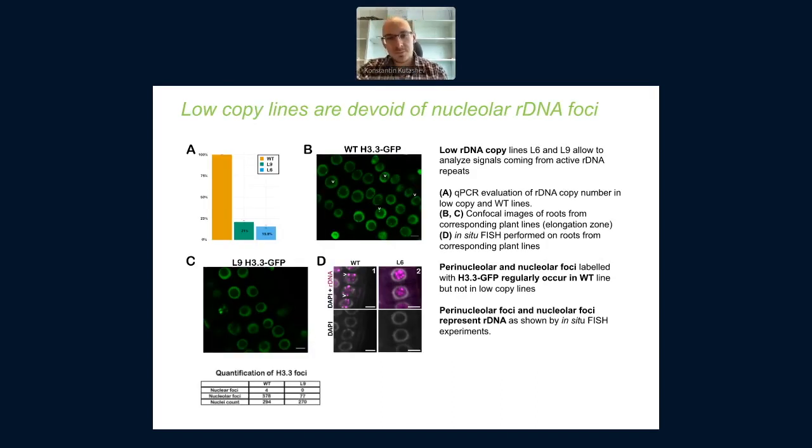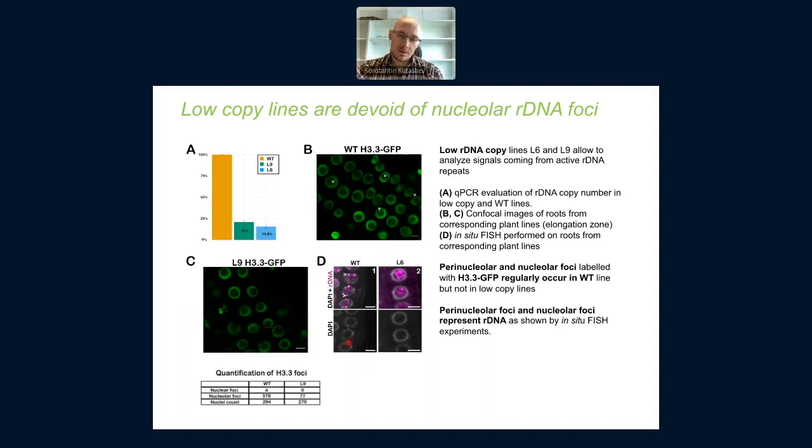We began with some simple observations of a wild-type line with a regular rDNA amount and a low copy line with reduced rDNA amount that carried this H3.3-GFP construct. We found that in the wild-type line, we could easily identify condensed foci stained with H3.3 within the nucleolus, which is shown on this image by these arrows. And we could not find these foci as abundant in the low copy lines, as you can see from this image.